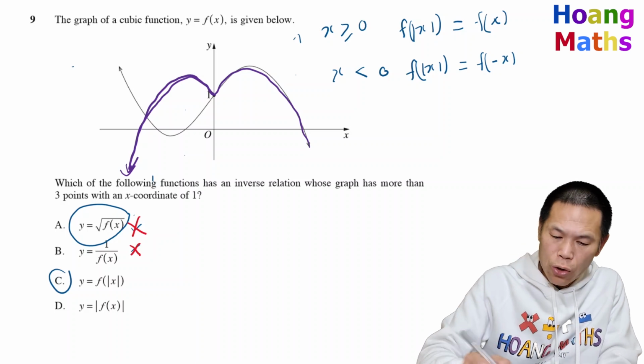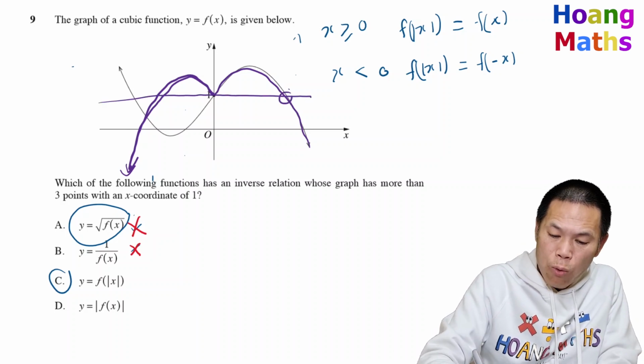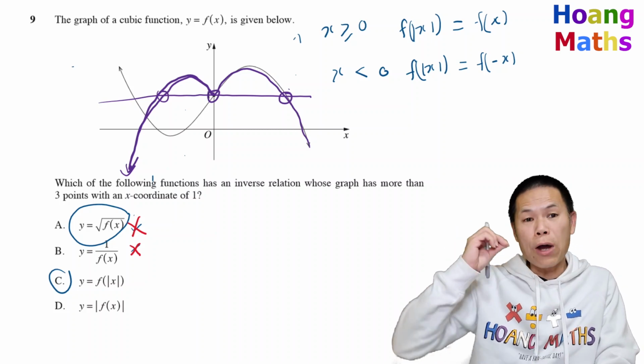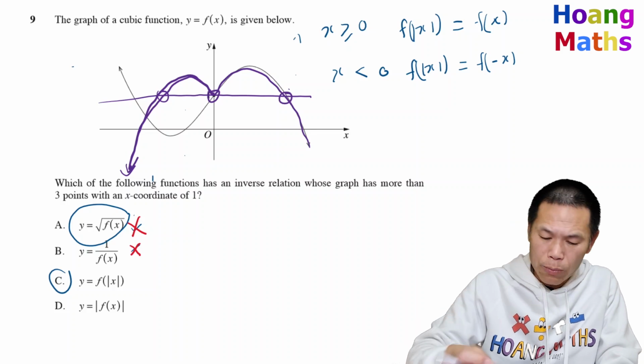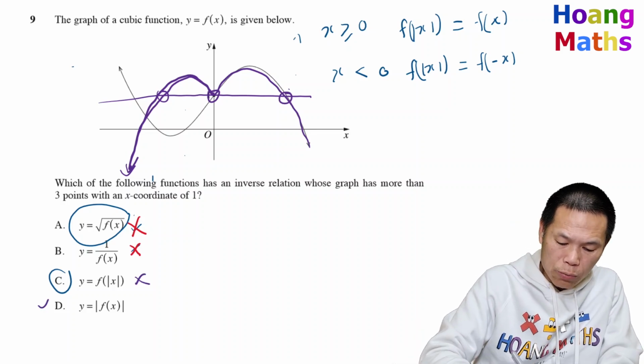Then if we draw a horizontal line, we have 1, 2, 3, y equal 1. If you take the inverse of this, we have 3 x values of 1. Keep that in mind, but we need more than 1. So this is wrong. The answer should be this graph.